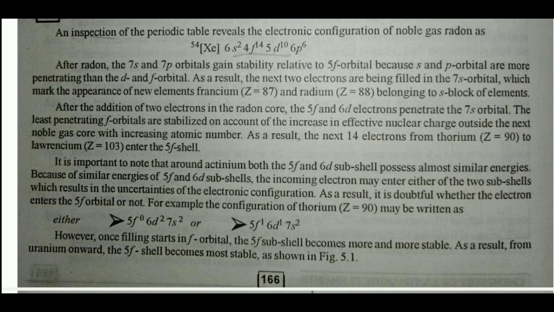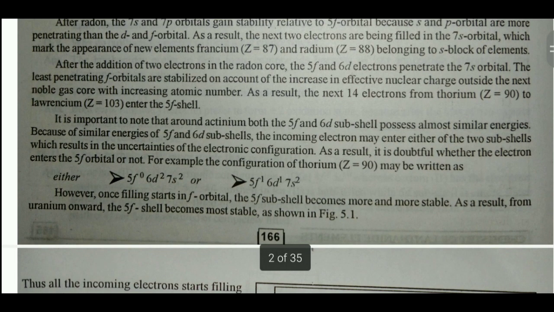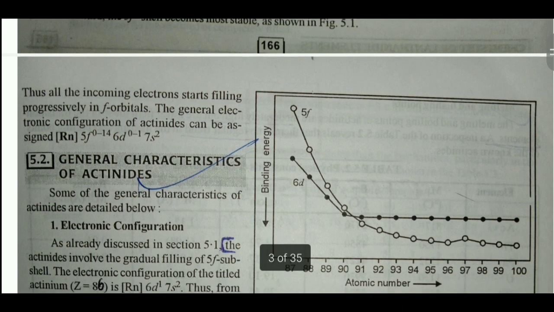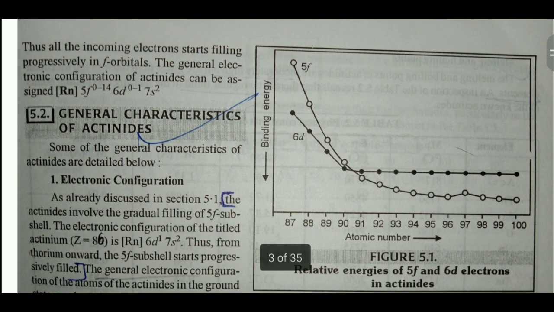However, once filling starts in f orbital, the 5f subshell becomes more and more stable. As a result, from uranium onward, the 5f shell becomes most stable as shown in figure 5.1. Thus, all the incoming electrons start filling progressively in f orbital. The general electronic configuration of actinides can be assigned as Rn 5f 0 to 14, 6d 0 to 1, 7s2.